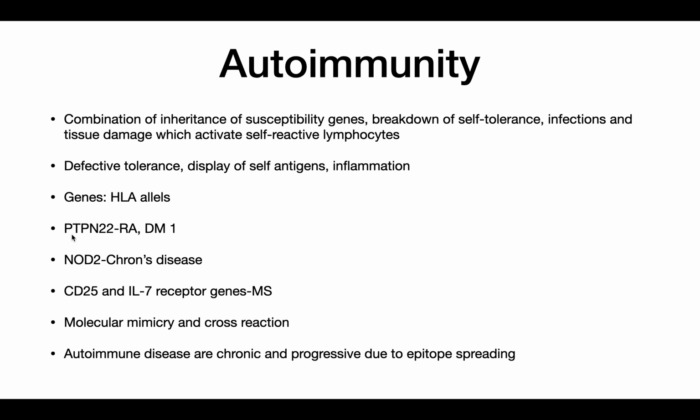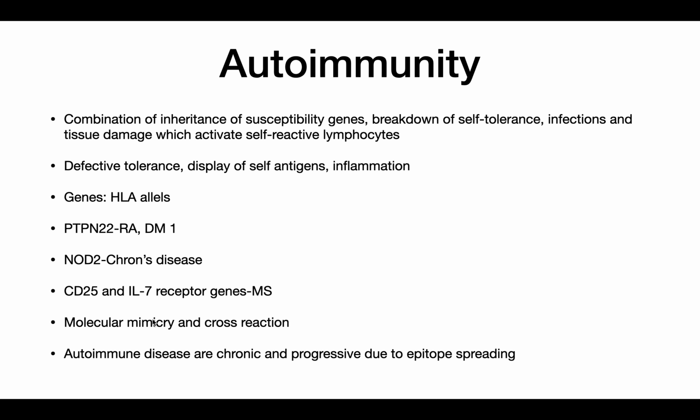The ones that we want to pay attention to is PTPN22. That causes rheumatoid arthritis and diabetes mellitus 1. NOD2 will cause Crohn's disease, and CD25 and IL-7 receptor genes are going to cause multiple sclerosis.